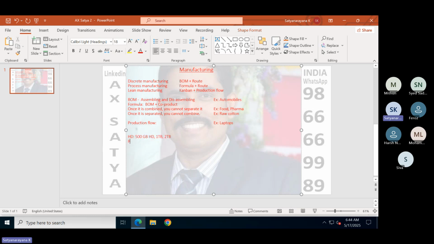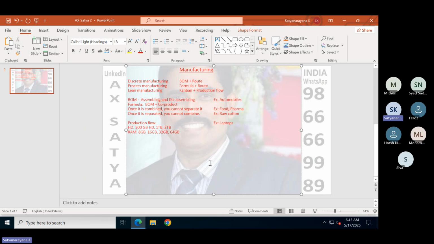Next, RAM, like 8 GB RAM, 16 GB RAM, 32 GB RAM, and 64 GB RAM. I'll make these RAMs readily available. Whenever an order comes, I will produce using this production flow. I'll produce this, I will make it.